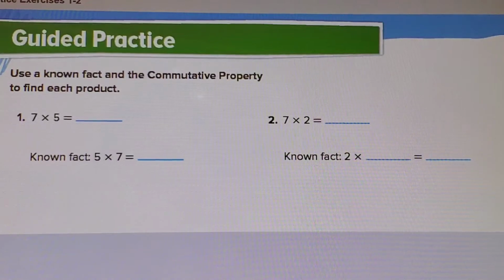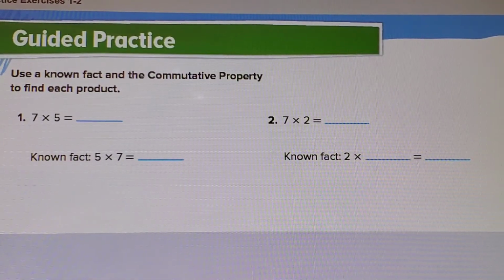Guided practice. Use a known fact and the commutative property to find each product. Number 1 says 7 times 5. Your known fact is 5 times 7. So 5 times 7 equals 35. So 7 times 5 will also equal 35. On number 2, 7 times 2, the known fact is 2 times 7 equals 14. Therefore, 7 times 2 also equals 14.